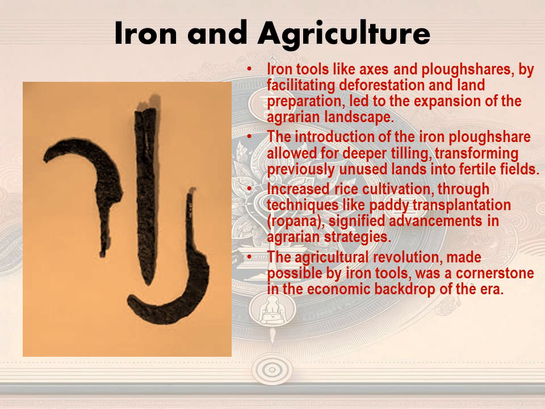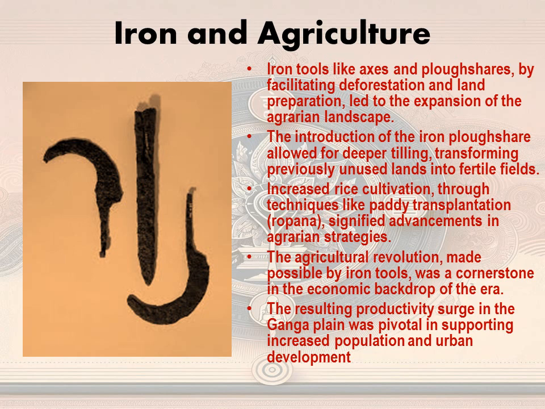The agricultural revolution made possible by iron tools was a cornerstone in the economic backdrop of the era. The resulting productivity surge, there was increase in the production of food in the Ganga plain, and that played a vital role in supporting the increased population of the period in second urbanization.